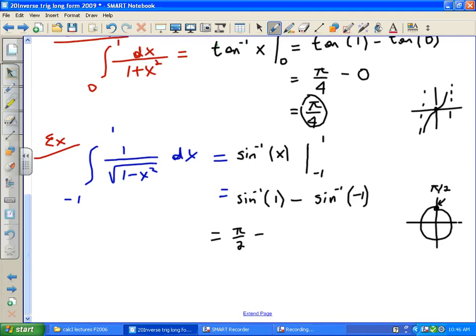Okay, now at which angle is the sine function equal to -1? Now some of you might say it might be 3 pi over 2, right? Because over here, sine will be -1. But can I accept 3 pi over 2 as an answer? No, it has to be in between negative pi over 2 to pi over 2 range. So go this way then. Negative pi over 2. And the answer is pi over 2 plus pi over 2, or 2 pi over 2, or simply pi.